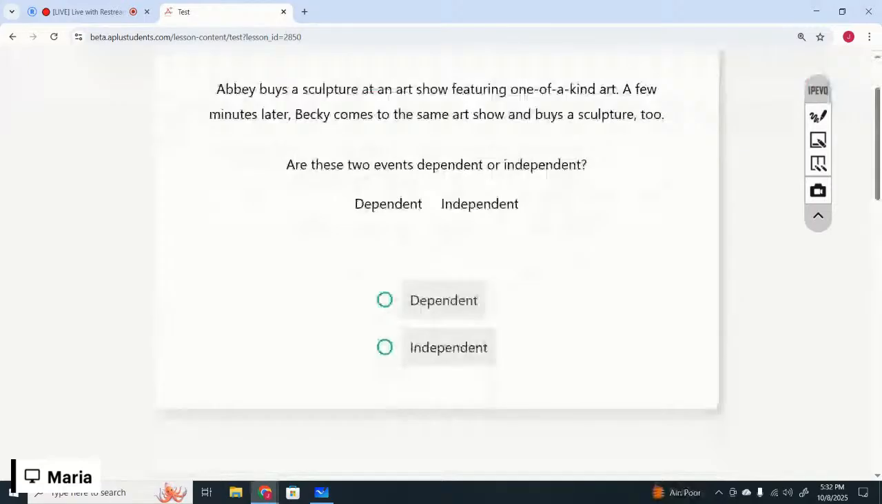Abby buys a sculpture at an art show featuring one of a kind art. A few minutes later, Becky comes to the same art show and buys a sculpture too. Are these two events dependent or independent? The two events are dependent because one of a kind art means you have only one. If Becky comes the second time, she could not find the one Abby buys. So they are dependent events.